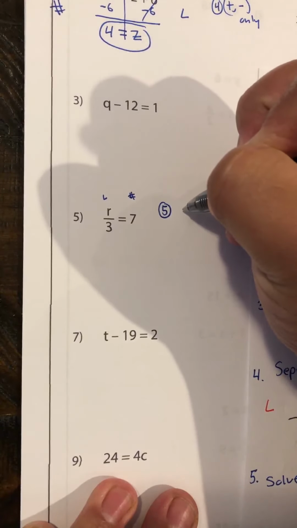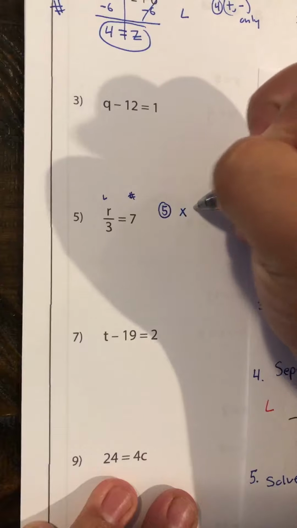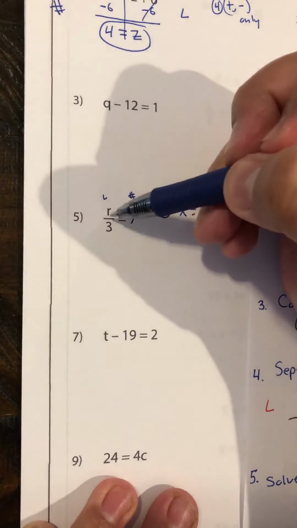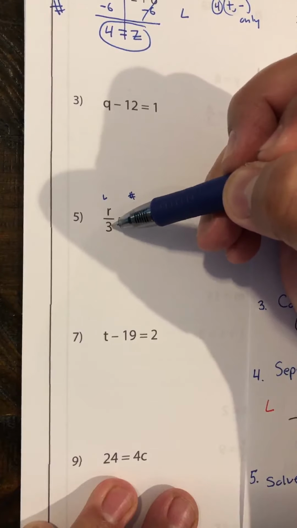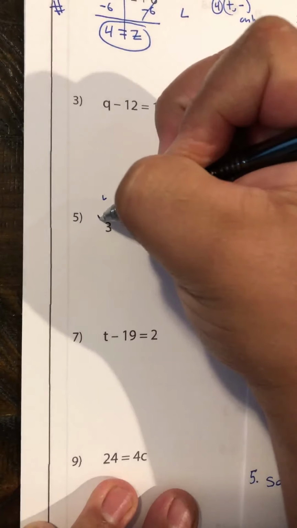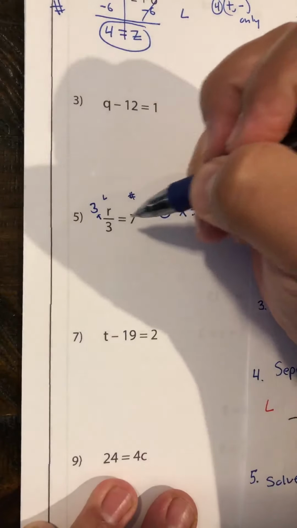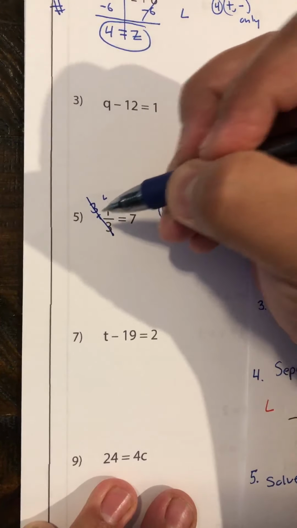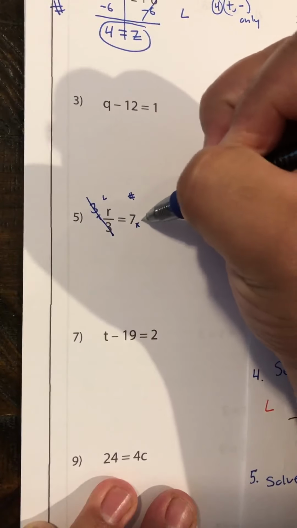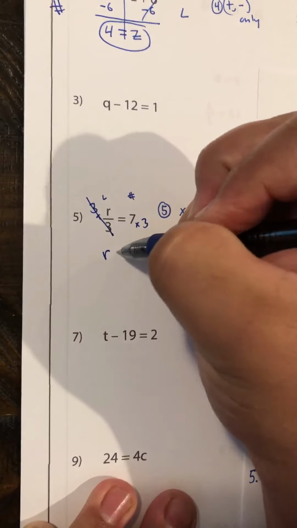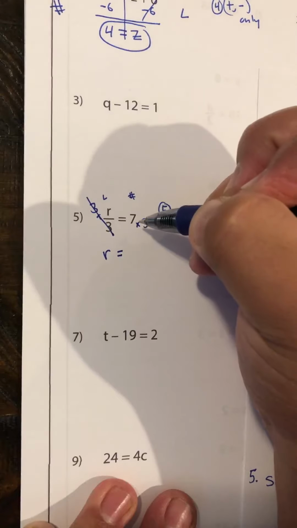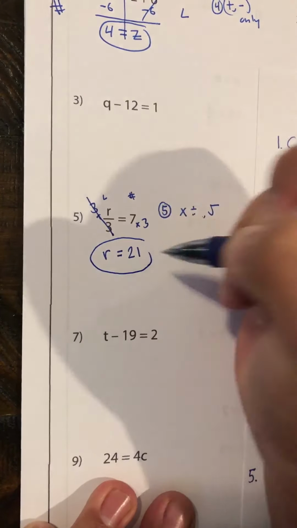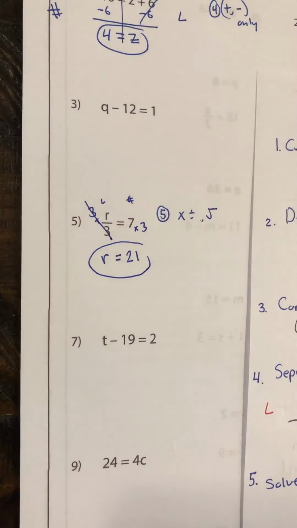So in step 5, we said our tools would be multiply, divide, and square root, right? So because r is being divided by 3, we're going to do the opposite. Watch this. We're going to multiply by 3. Make sure you put them up there. So multiply by 3 cancels that divide by 3. And because we multiplied left by 3, we have to multiply the right by 3 also. So our answer here will be r equals 21. Cool. And then we are done.